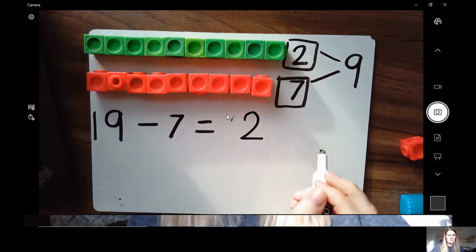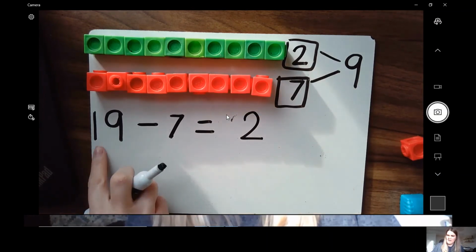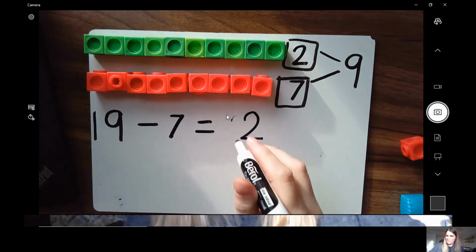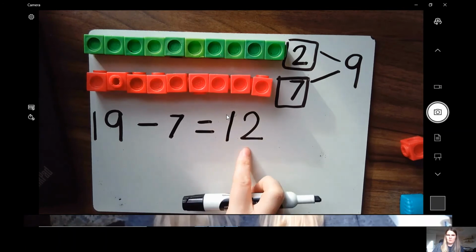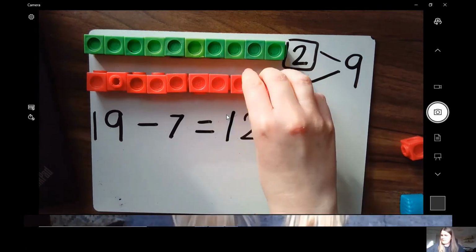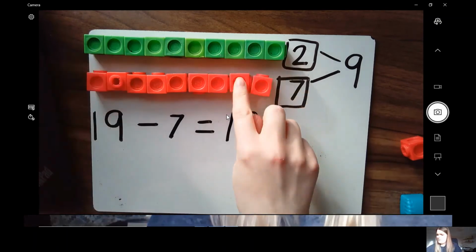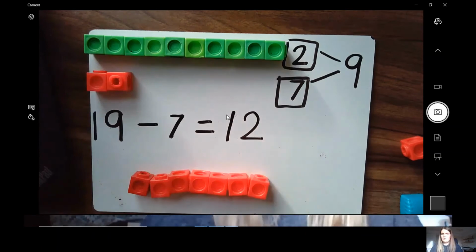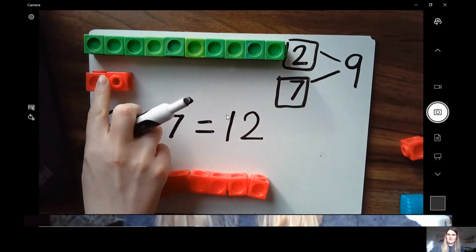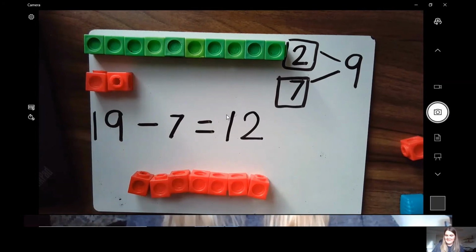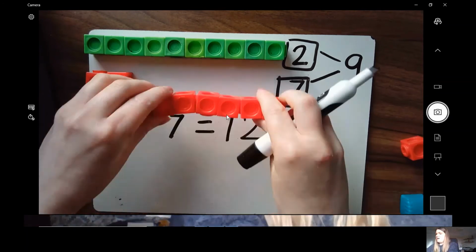Is it 2? That seems a bit small, doesn't it? Have I changed my 10? I'm using these numbers. I haven't changed my 10, so I'm going to put my 10 in. So I think it's 12. Let's see if we're right. Let's take away 7. 1, 2, 3, 4, 5, 6, 7. Let's take away our 7. And we're left with 10, 11, 12. It works. Great work.